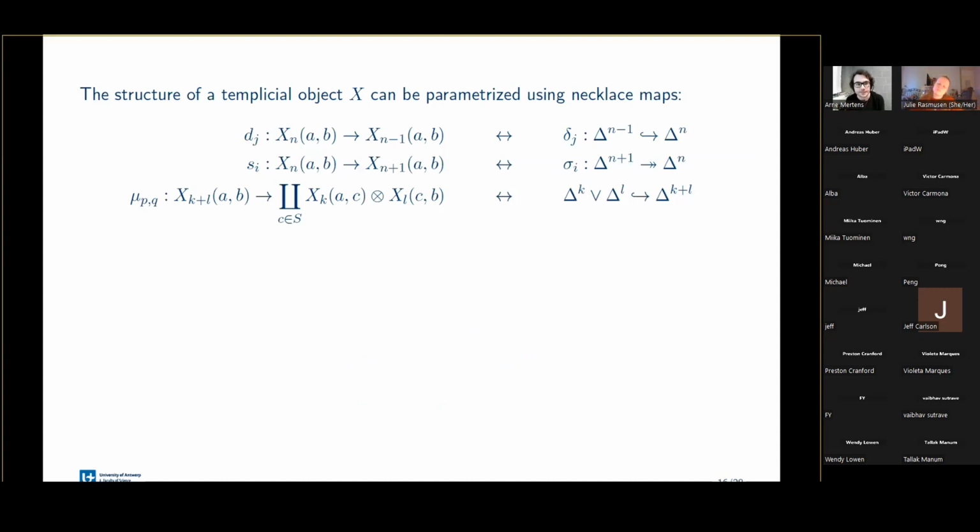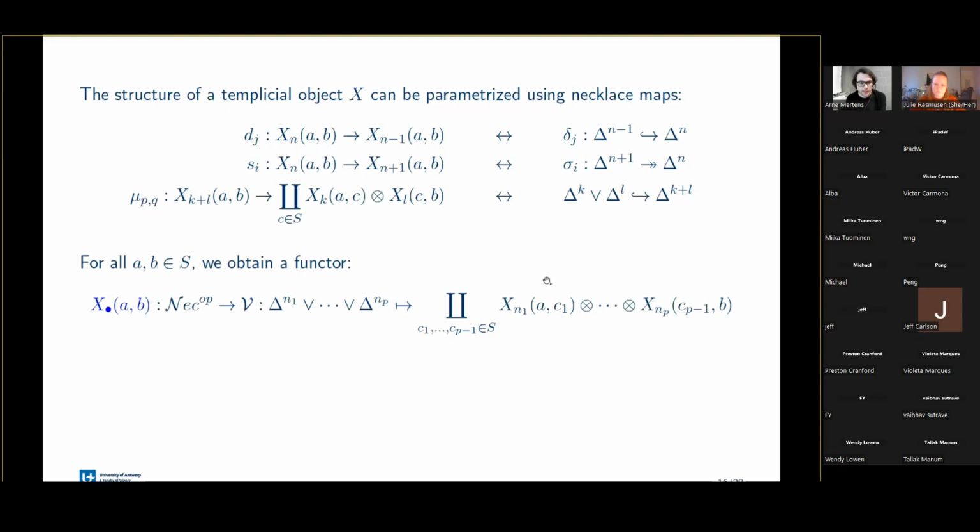So indeed, the structure of a templicial object, what is this? This is the face maps, the degeneracy maps, and then the co-multiplication maps. All of them can be parametrized in the same way using necklace maps. So just like classically, face and degeneracy maps are parameterized by co-face and co-degeneracy maps. But now also the co-multiplication maps can be parameterized by, in this case, a necklace map from this necklace, which is two simplices joined at a point, into a bigger dimensional simplex, like so.